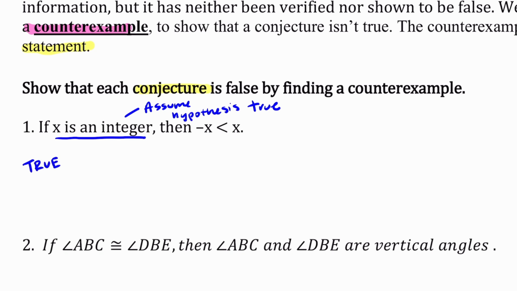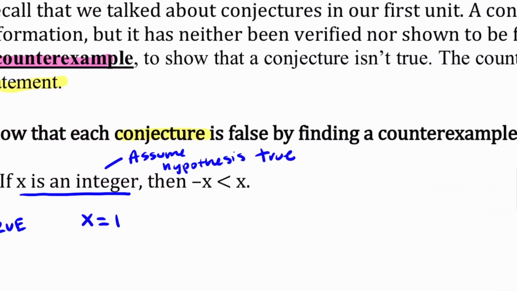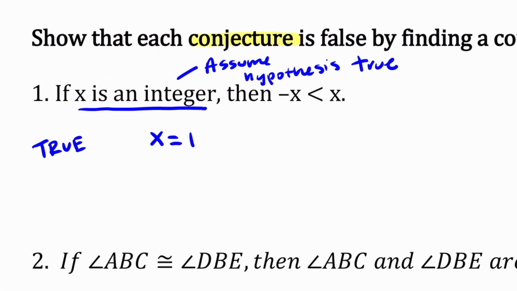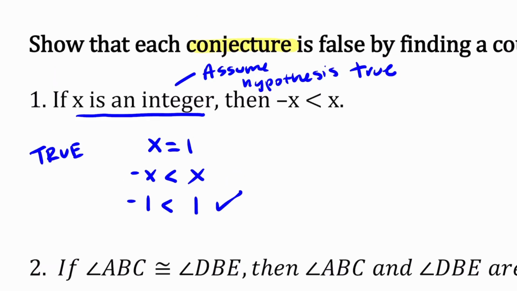So suppose that x is equal to 1. 1 is an integer, right? Just like what we had over here. If x is equal to 1, then I'm going to look at the conclusion and replace both x's with 1. So I have negative x less than x, and replacing both x's with 1, I have negative 1 less than 1. Is negative 1 less than 1 true? Well, yes, that is indeed true.